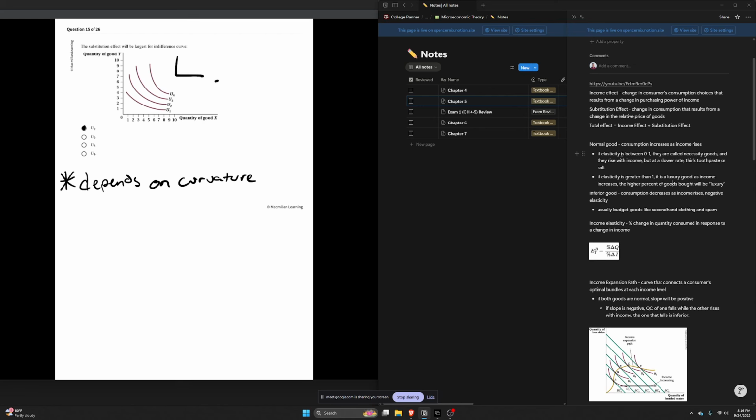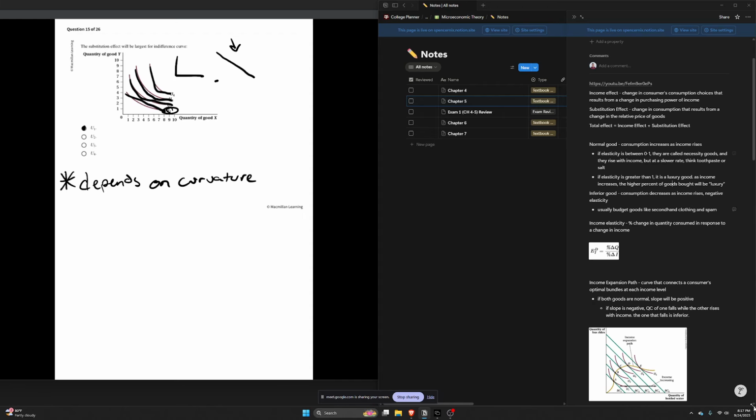Because this is a complementary good, substitution isn't really going to do much. But if you have a line like this, remember this is the line for perfect substitutes, so substitution effect is going to do crazy things to this graph. So the more a line looks like this one right here, the bigger the substitution effect is going to be. So this one's pretty curvy, this one's pretty curvy, this one's pretty curvy, this one's pretty flat. So U1, this one is going to be the greatest substitution effect.